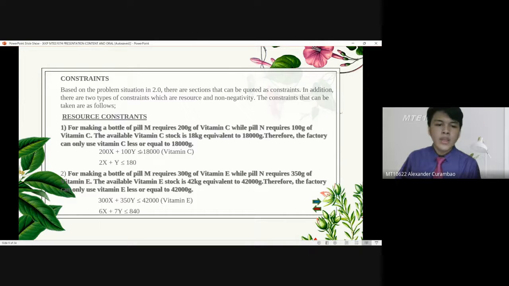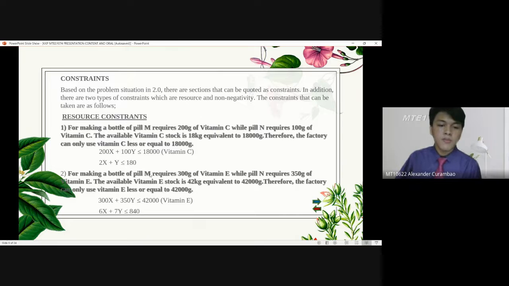Why less than or equal to 18,000? It is because the vitamin C stock is limited, where the vitamin C only has 18 kilogram or equivalent to 18,000 gram. So the factory only can use vitamin C less or equal to 18,000 gram. They cannot use more, because the vitamin C isn't enough. For the second one, it is actually similar to the first one, but the difference is the vitamins: the first one is vitamin C and the second one is vitamin E.